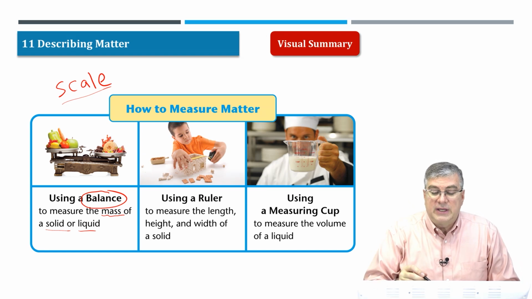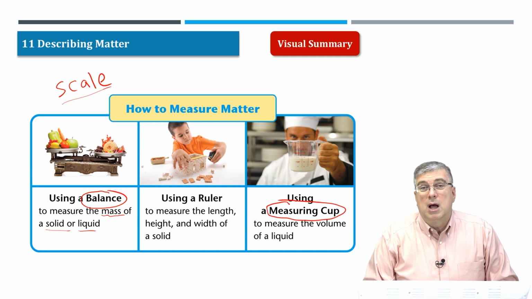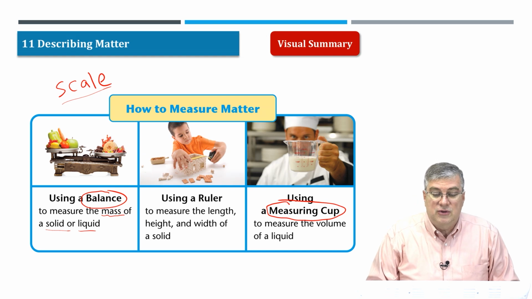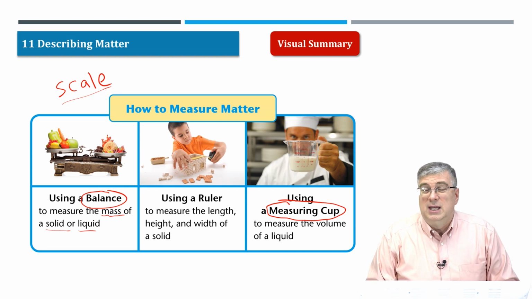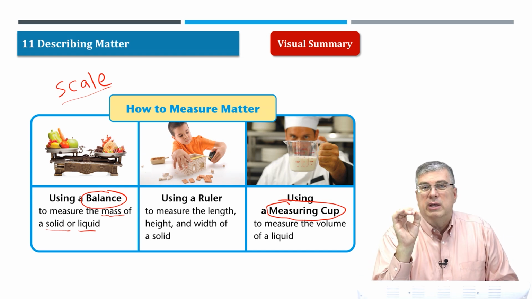Now, the other thing is a measuring cup. The third thing is a measuring cup. Now, your mom or your dad might use a measuring cup. Cooks and chefs, that's one of their important tools, right? They want to know the volume of a liquid.